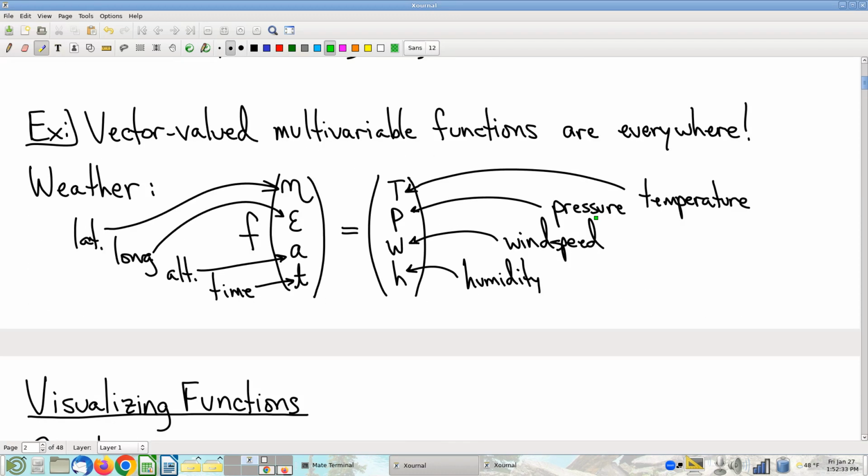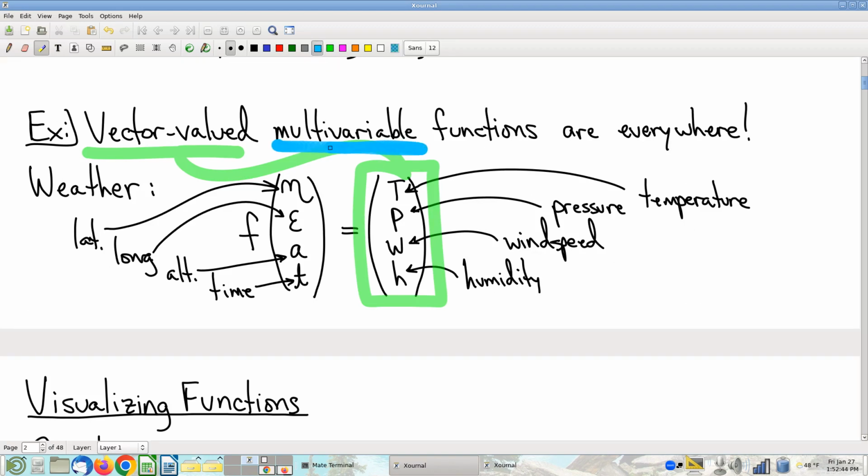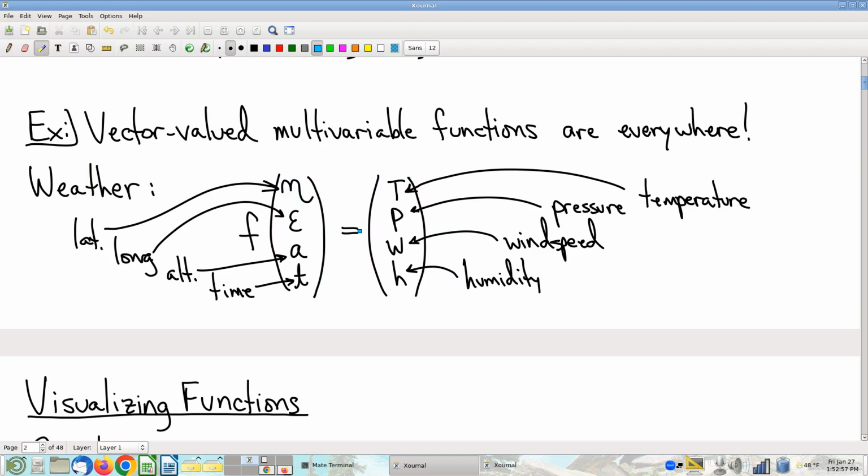So here's an example of a vector-valued, because there's multiple output variables, multivariable, because there's multiple input variables, a vector-valued multivariable function, which sounds very sophisticated and abstruse, but look how completely unimpressive this function is. This is what I like to call the weather function, right? The most trivial of water cooler conversations, right?